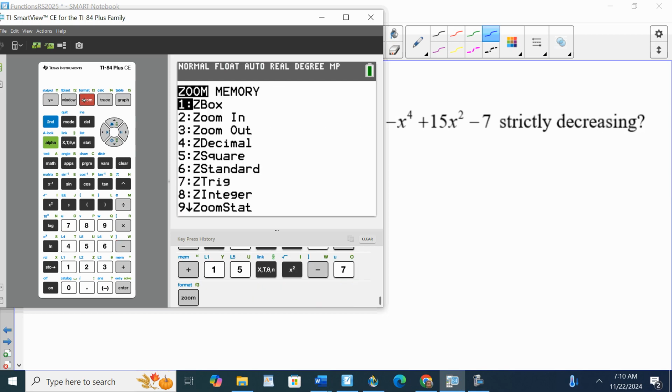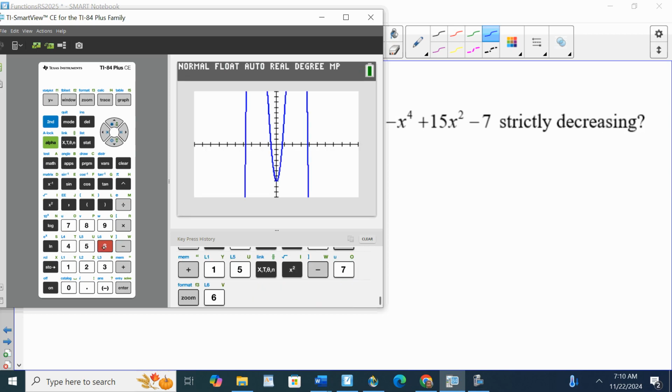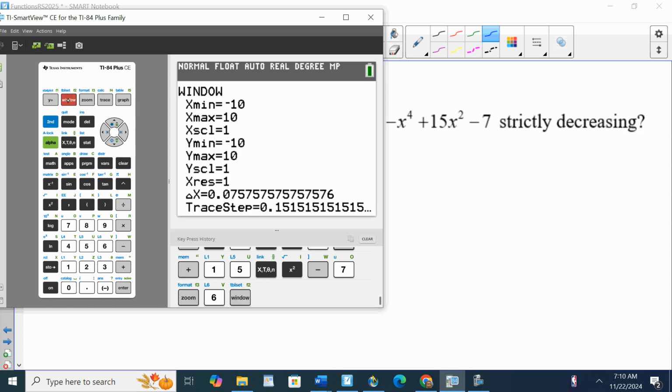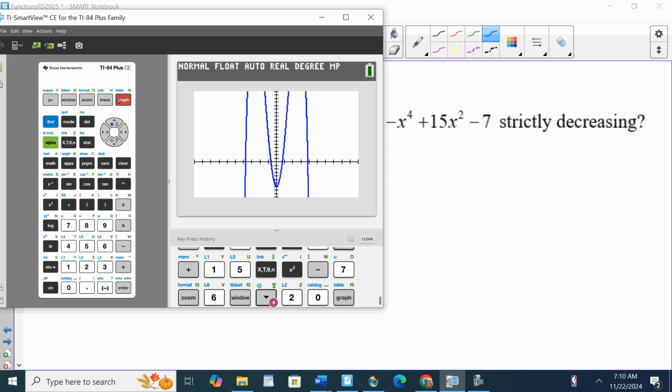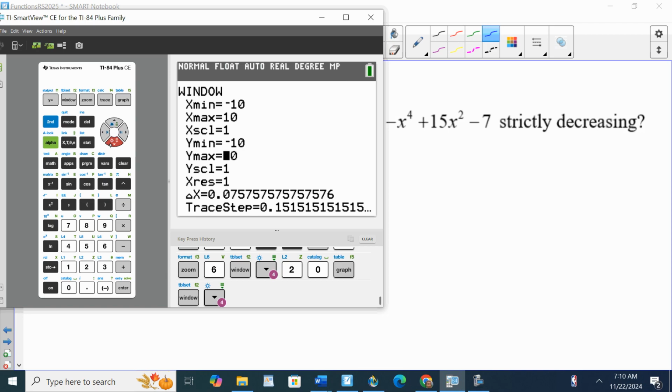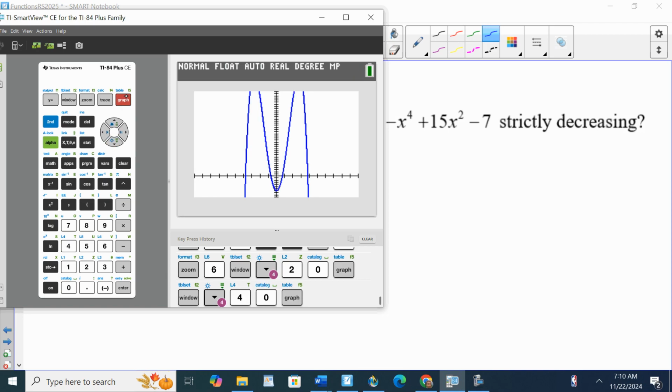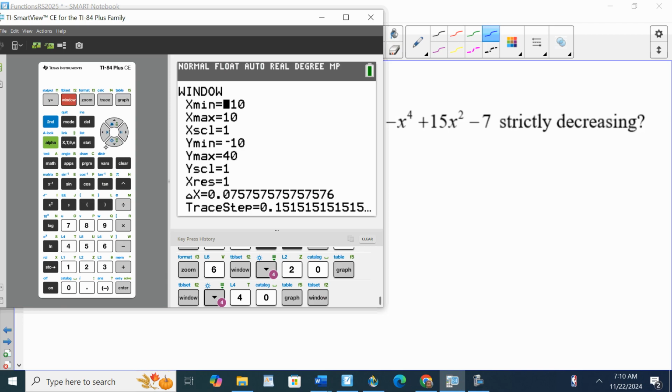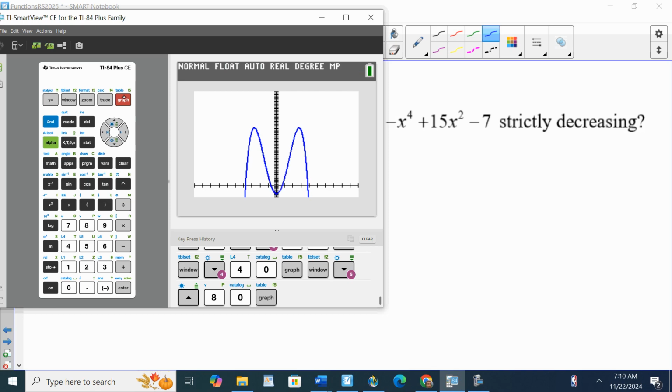Let's go back to zoom 6. Not a great picture. I'm going to adjust my y max because I want to see more of the top. I'll make that 20. Graph. Not good enough. Let's adjust it again. Let's make it 40. Graph. Not good enough. Let's adjust it again. Again, I always at least double it. Let's go to 80 this time. Graph. I see it. So I can see that it's decreasing.